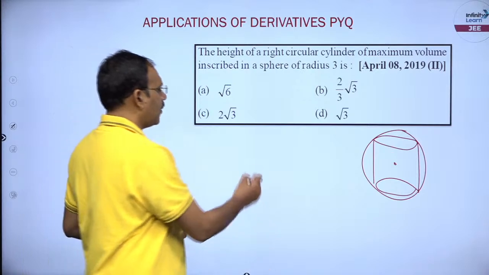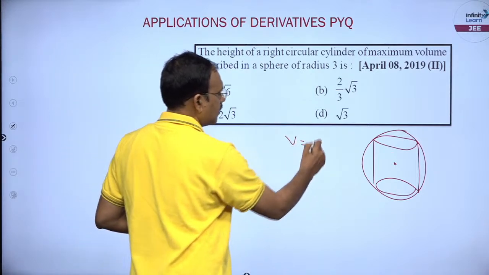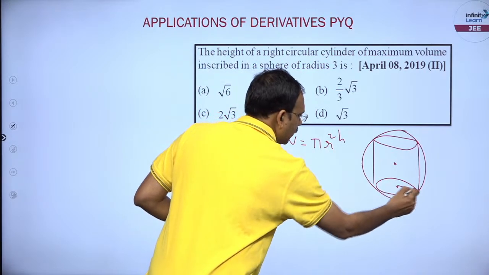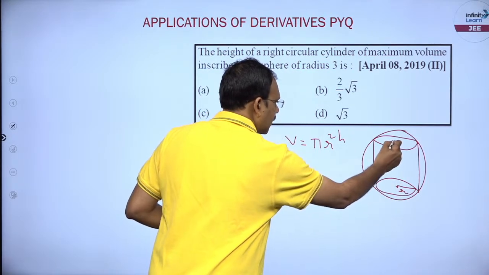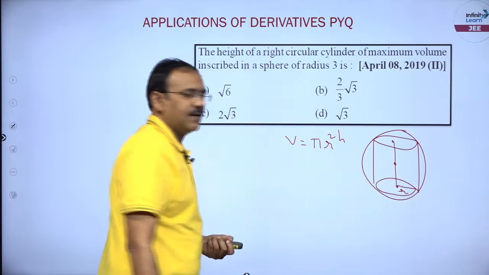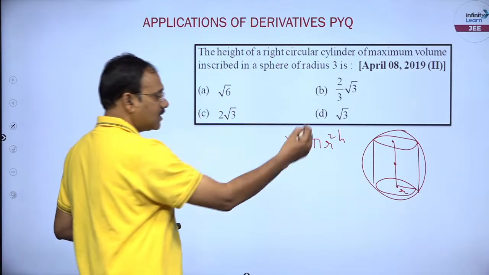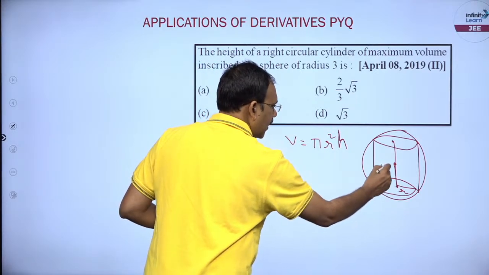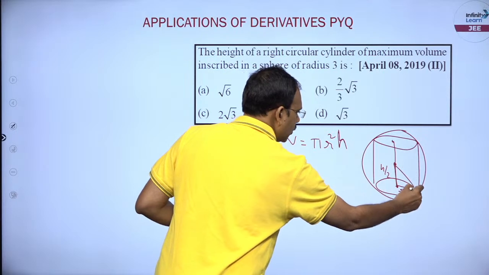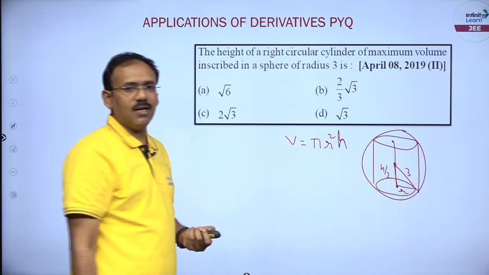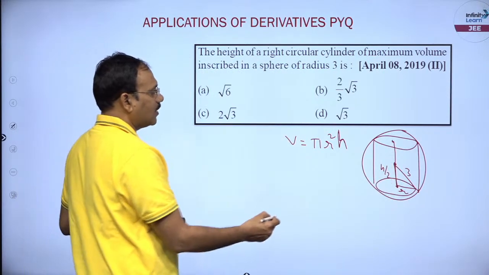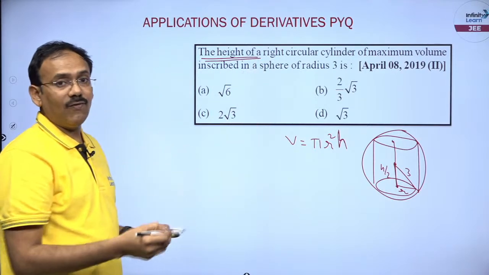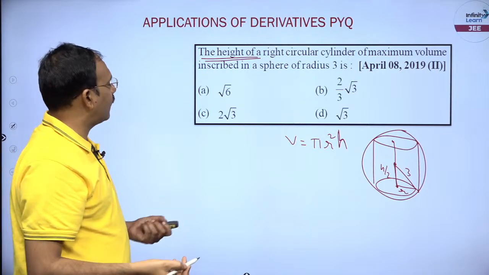You see, the volume of a cylinder formula is pi r square h, where r is the base radius of the cylinder and h is the vertical height. Fine. If this is the height, friends, pi r square h, this part is going to be h by 2, which together with r relates to the radius of the sphere, which is 3. Now, friends, we want to maximize the height, right? We want the height when volume is maximum.